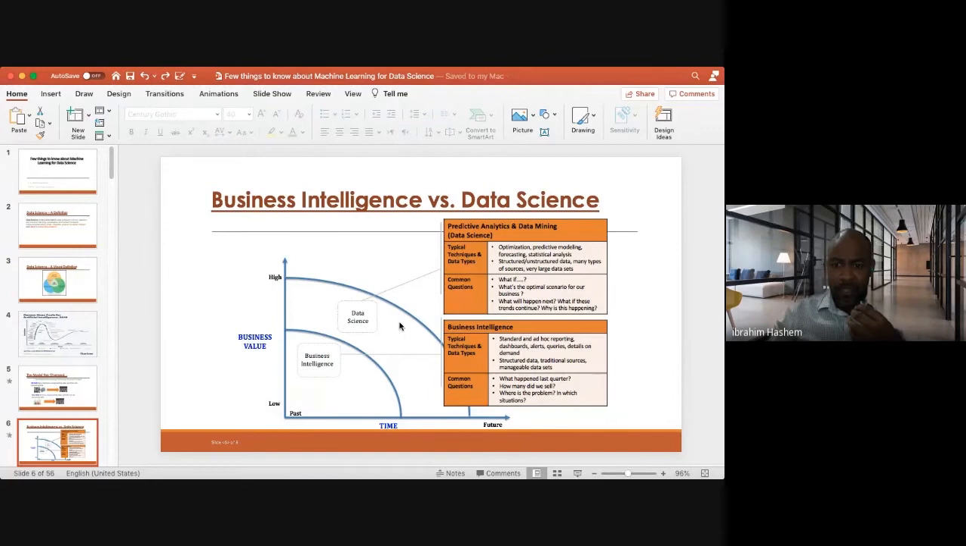The names are just, you can say, interchangeable, but data science has now become a very common term that most people use. The type of techniques and the data that we have: we look at optimization most of the time. We look at predictive modeling, forecasting, and statistical analysis. The type of data we have is either structured data, unstructured data, or maybe semi-structured data. And normally we deal with a huge amount of data.